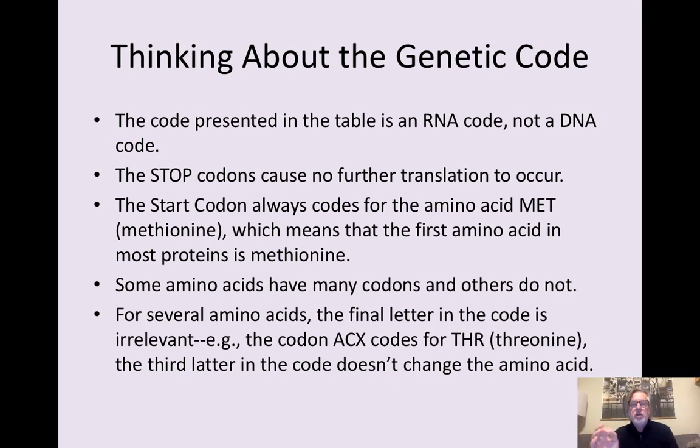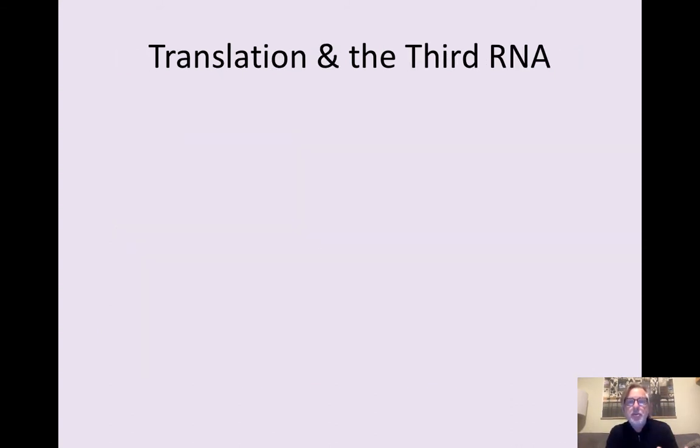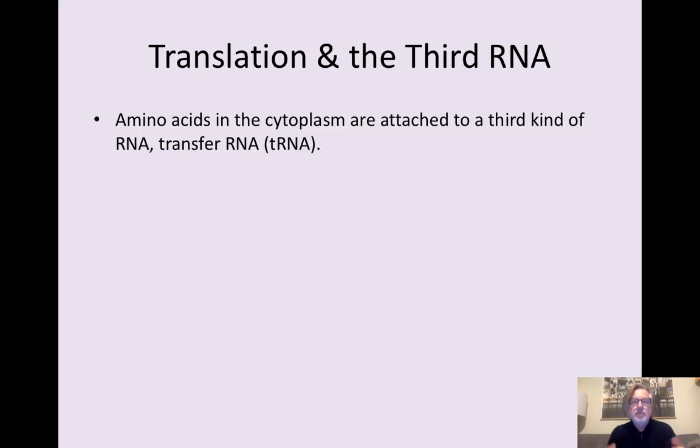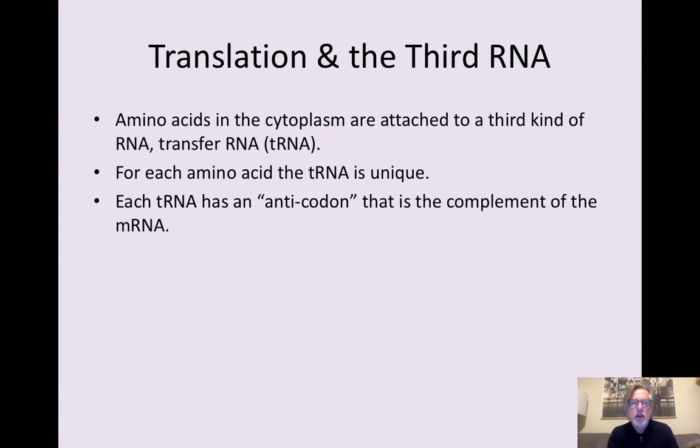So now that you understand the genetic code, I want to go on and look at translation. And we're also going to learn about the third RNA, the transfer RNAs. Amino acids that are floating around in the cytoplasm, in order to be translated, have to be attached to the third kind of RNA, the transfer RNA or the tRNA. For each amino acid, the tRNA is unique. So every amino acid has unique tRNA.